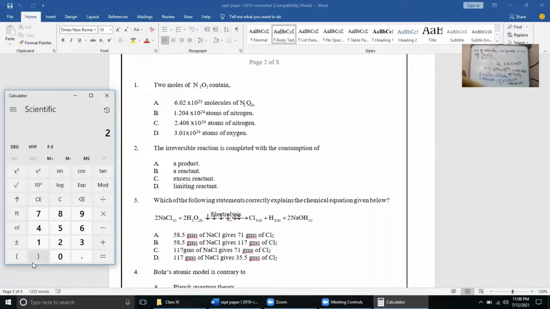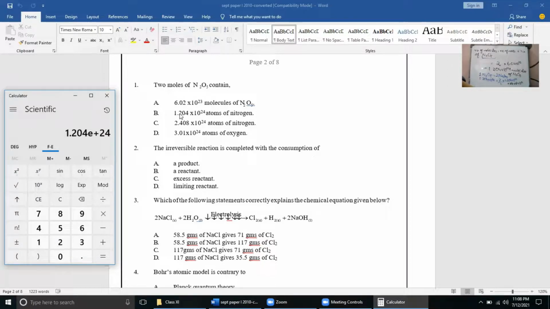2 multiplied by 6.02 exponent 23. Your answer is 1.2 exponent 24. Now this answer is not matching with any other answer. So the number of molecules of N2O5 is 1.2 and here it is written 6.02. So this option is wrong.